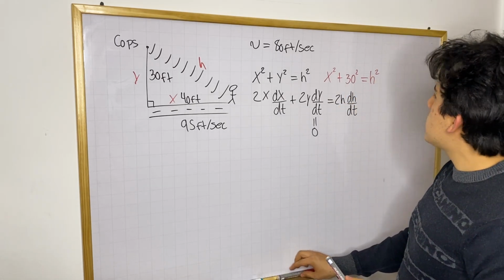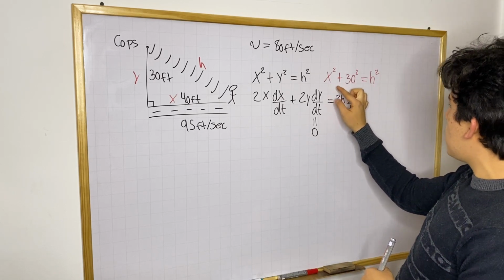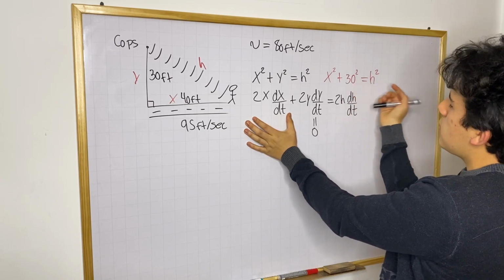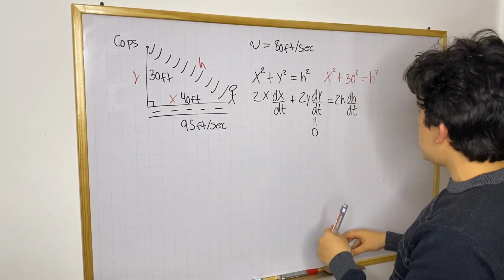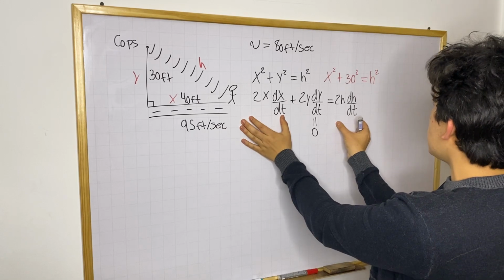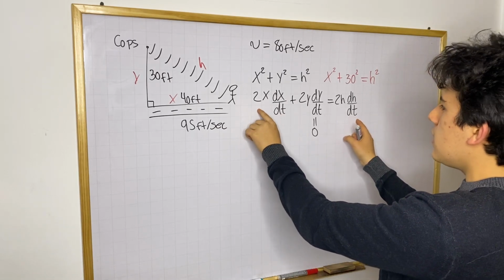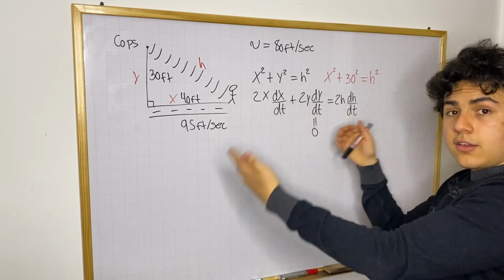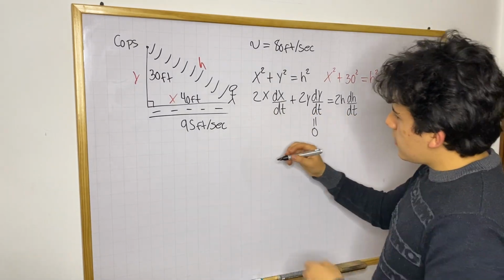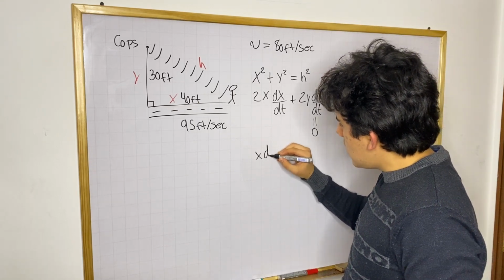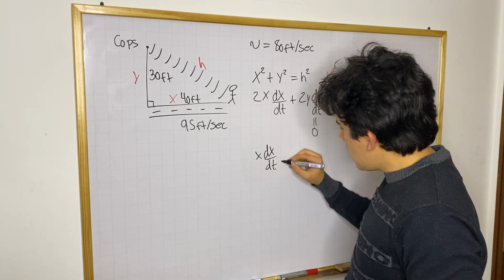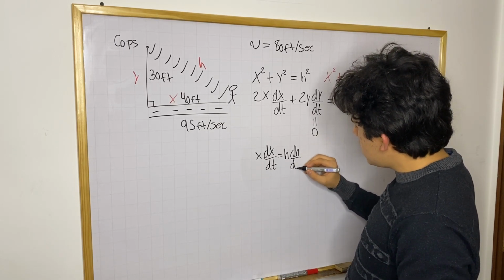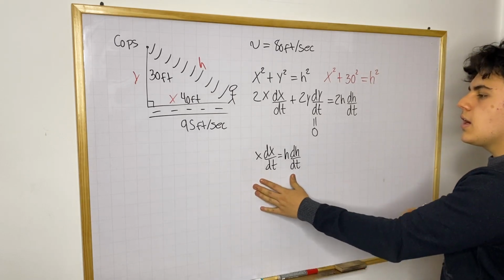Now, let's continue from this equation. If we differentiate this, we will get this term over here and this term over here, and 30 squared is going to be constant. So at the end of the day, we just get these two things. These two terms have a factor of 2, so you can cancel out that factor. You would get x times dx dt equal to h times dh dt. This is the equation that we have.